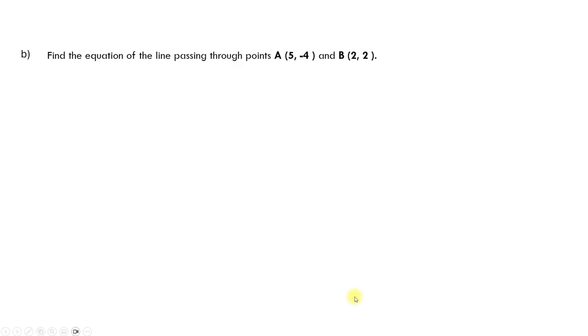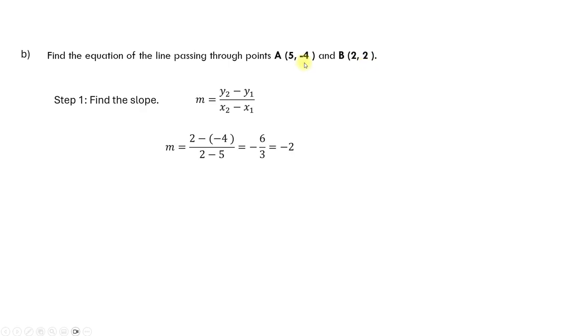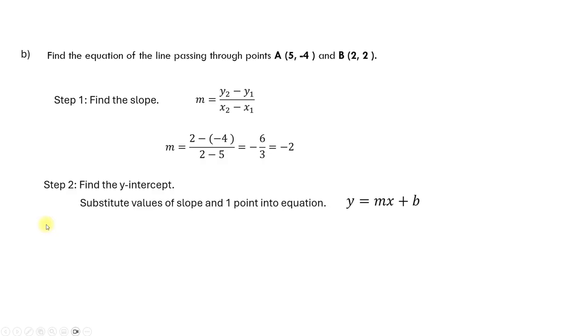Find the equation of a line passing through the points A, 5, -4, and B, 2, 2. Once again, we're not told exactly what the slope is, but by using our slope formula, we can use these values to figure out what that is. y2 minus y1, 2 minus -4, over 2 minus 5 gives us -6 over 3, which gives us a final slope of -2. Now we have enough information that we can plug it into our y equals mx plus b form.